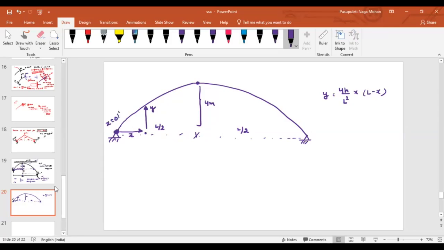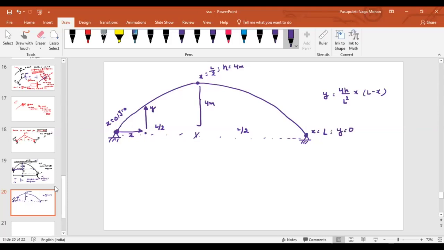X is 0, Y is also 0. At this point, what is your x? Total length L by 2, x equal to L by 2. And what is your h? 4 meter. And what about this point? X equal to how much? L. And what about y? Y is 0, sir.